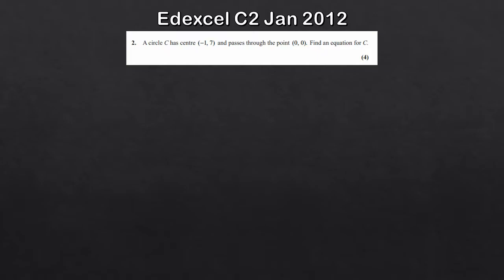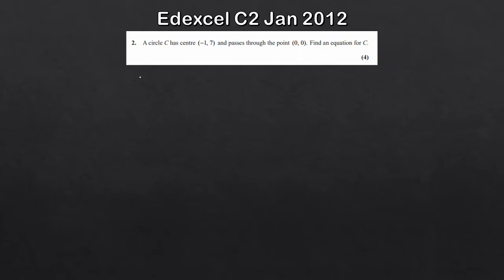So the first question here, quite a nice standard question just to get us started. We've got the circle C, which has the centre minus 1, 7. So, minus 1, 7 is the centre. We know it passes through the point 0, 0, so the origin. So all we want to do is just find the equation for C. We've already got the centre, so straight away we can start putting down the general form.